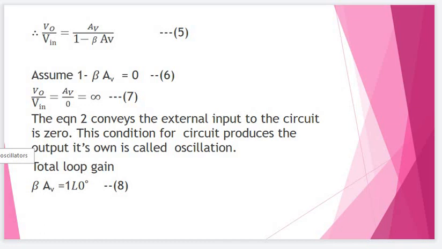So assume 1 minus beta AV equals 0. The ratio of output voltage to input voltage is equal to AV by 0, that is infinity. This equation conveys that the external input to the circuit is 0. The condition in which the circuit produces output on its own is called oscillation. The total loop gain A beta is equal to 1 at an angle of 180 degrees.